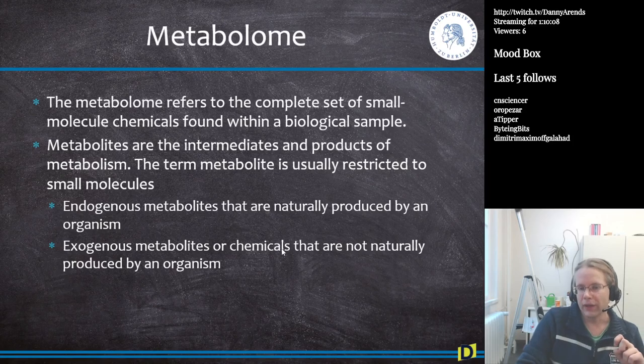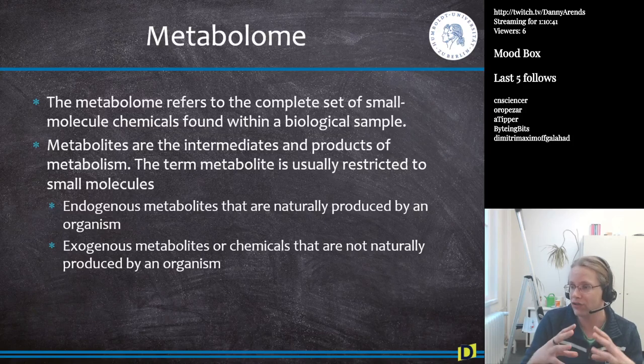Exogenous metabolites are chemicals that are not naturally produced by an organism, right? So something like cocaine is not endogenous to humans, because to have cocaine in your metabolic sample, you need to take it from the outside. Your body doesn't produce large amounts of cocaine. However, if we talk about the metabolism of a coca plant, then of course cocaine is an endogenous metabolite for the coca plant, right?